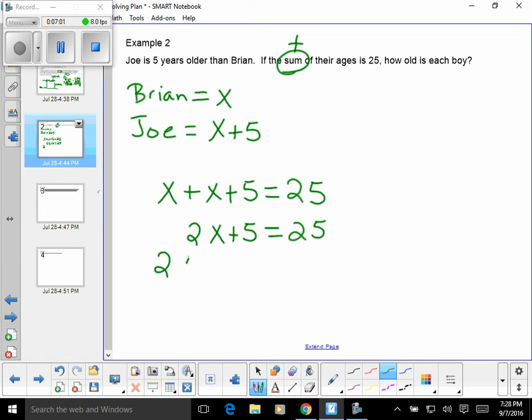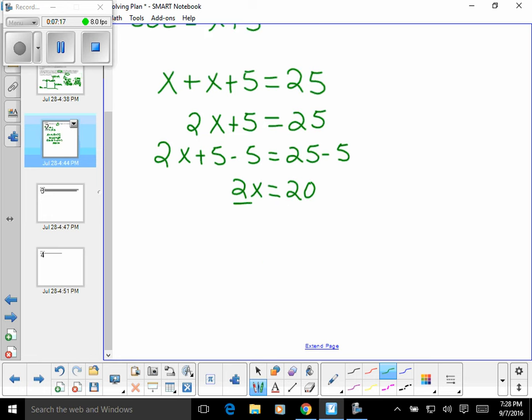We are first going to subtract the 5 from both sides. 5 minus 5 is 0, but we still have the 2x. 25 minus 5 is 20. We're going to divide both sides by the 2. 2 times x, we undo with the opposite, divide. X equals 10.